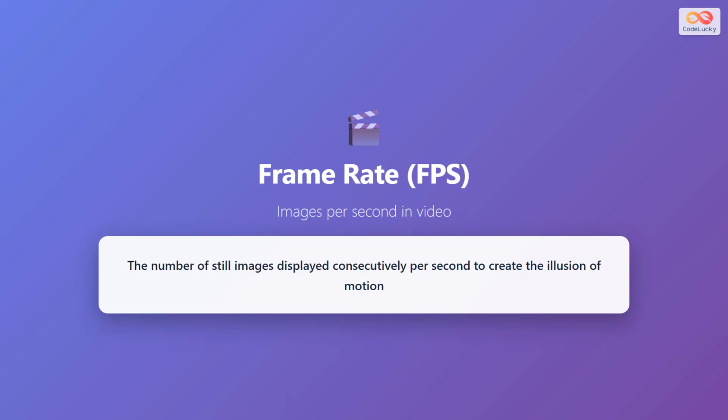Frame rate, or FPS, stands for frames per second. It measures how many individual still images are displayed consecutively in 1 second to create the illusion of motion in video. Think of it like a flipbook, where you flip through pages quickly to see animation.